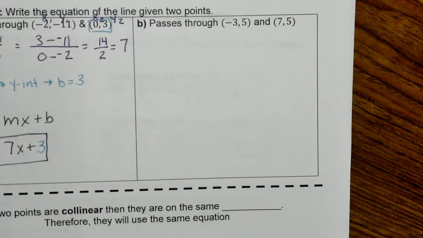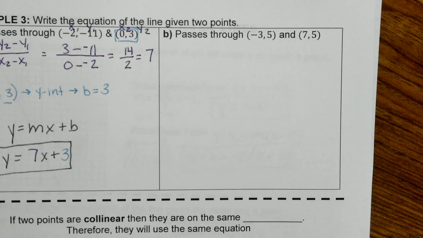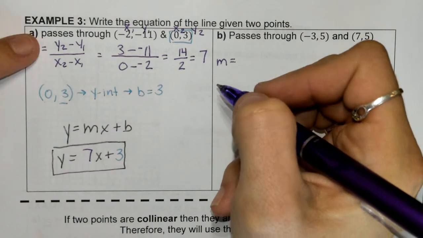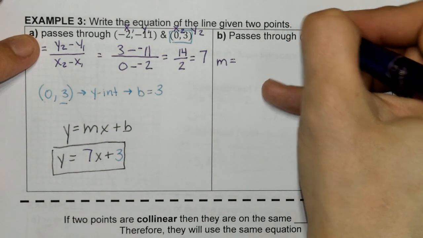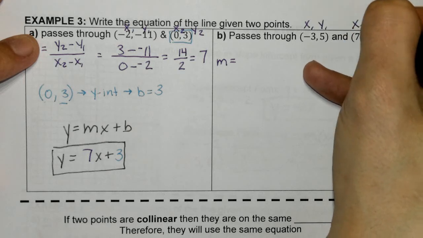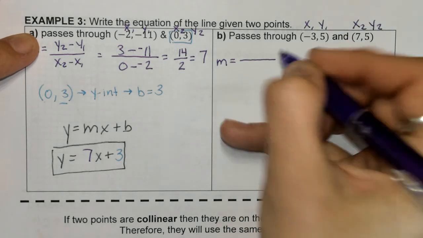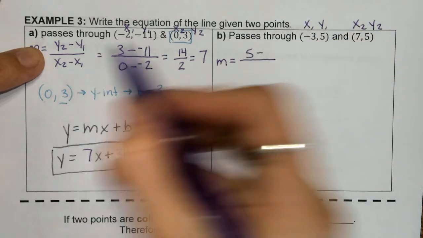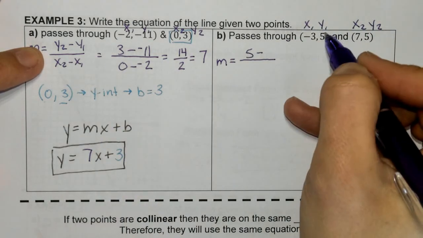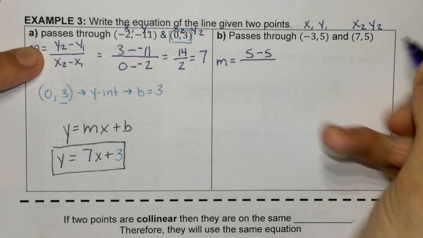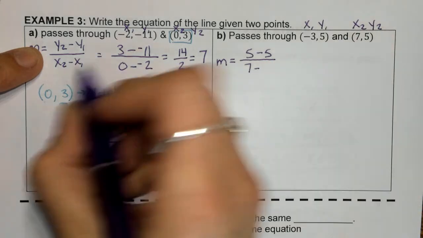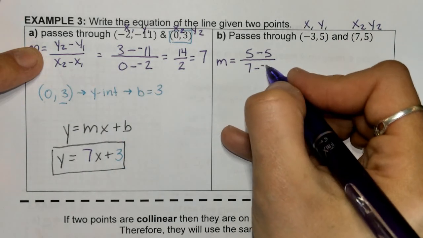Okay, we're going to do the same thing over here. First, let's go ahead and figure out what our slope is. So using the same formula, I'm not going to rewrite it, we'll just look over here and see it. We do need to make sure we're labeling x1, y1, x2, y2. So we're going to take y2, 5, subtract y1. Then on the bottom we take x2, 7, and subtract x1, -3.